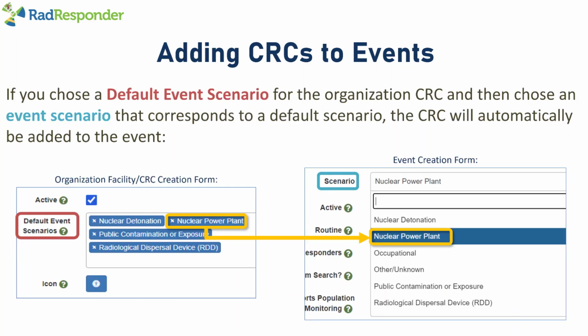When you were creating your community reception center at the organization level, we talked about those default event scenarios. If you selected default event scenarios, and then when you created the event, you chose a scenario, the CRC will automatically be added to the event. For example, if we're using the demo CRC, one of the default event scenarios was nuclear power plant. I can then see that I selected my event scenario as nuclear power plant, and because nuclear power plant is one of those default event scenarios, my CRC will automatically be added.